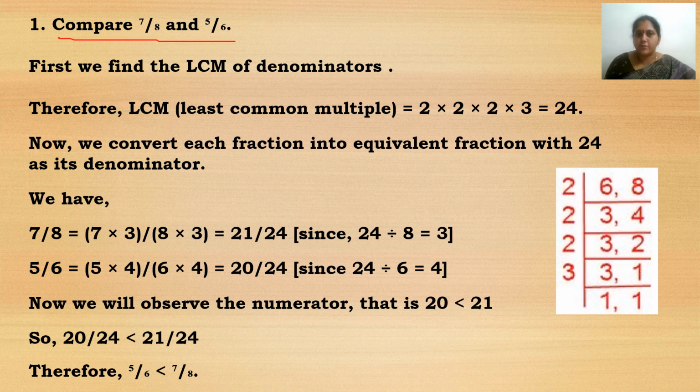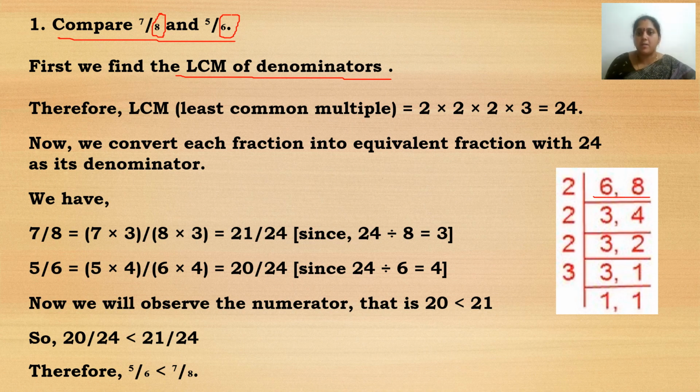First, we have to find the LCM of the denominators because the denominators are different here. It is 8 and it is 6. We have to find the LCM of these numbers. So how are we going to find the LCM? For finding the LCM, write 6 and 8 in a horizontal line.